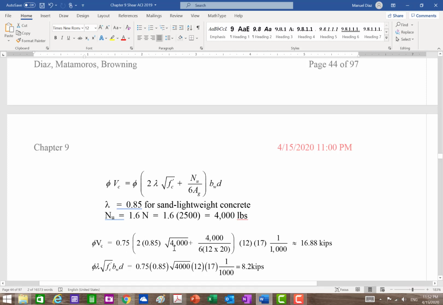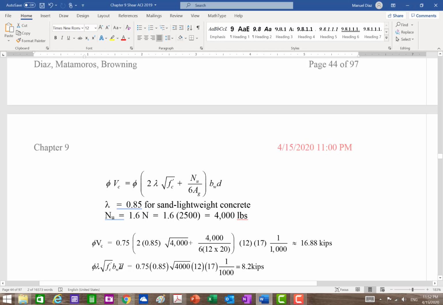All right, so we put the formula here, we substitute our numbers. Remember, this is factor load, and U, meaning factor load. And I get my value, 1688. So to find this value, which we've been finding in the previous examples, right? What we did in the previous examples is we took the phi V sub c and divided by 2, right? And we got the number.